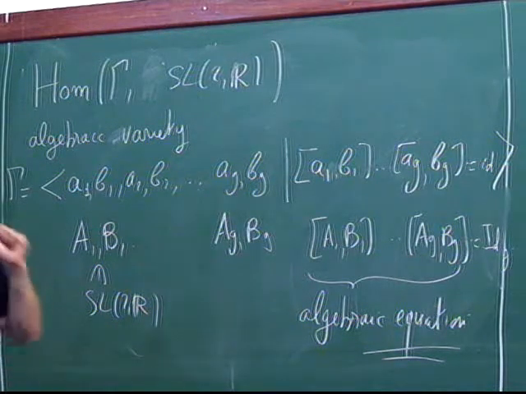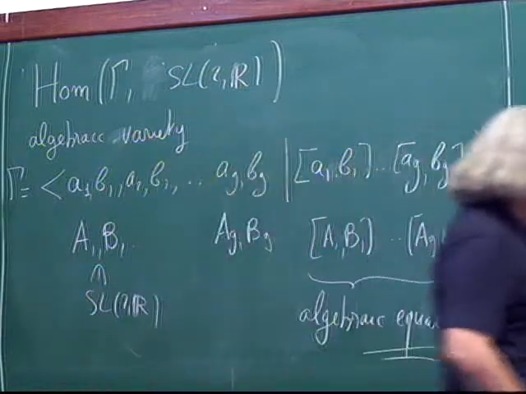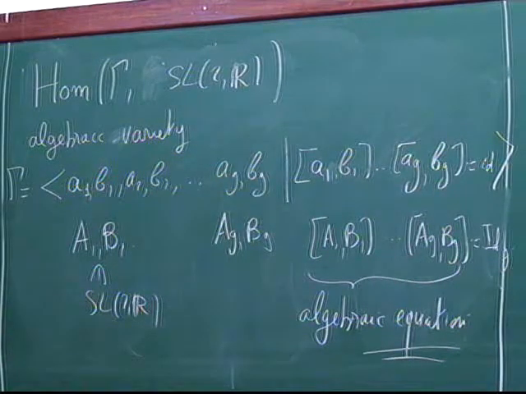Now, it is not clear at all that this algebraic variety is smooth, and indeed it is not. So we have to work a little bit to understand where it is smooth, and you have to work a little bit to understand its dimension.